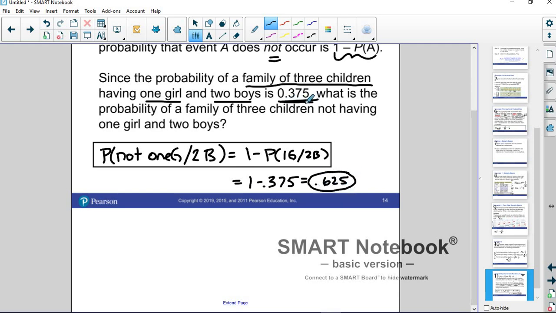All right, again, when the probability is given as a decimal, I'm fine with you reporting it as a decimal, but otherwise you should report it as a fraction, okay?